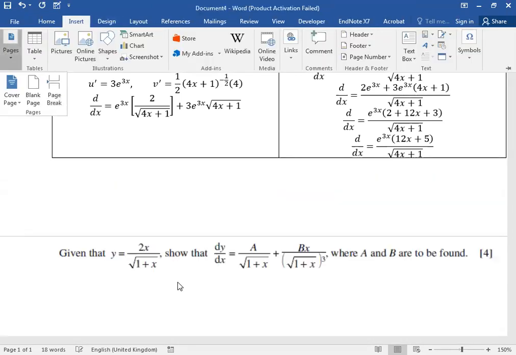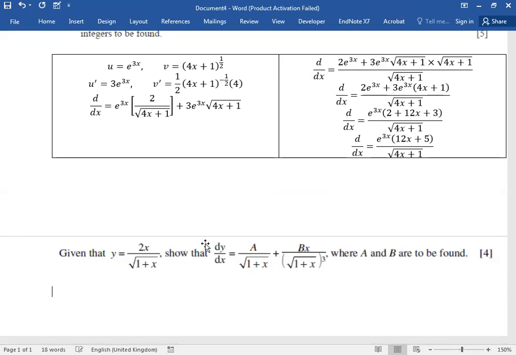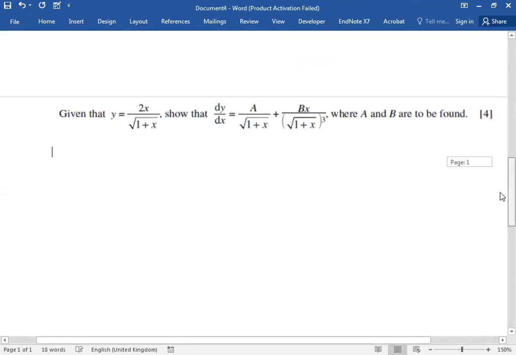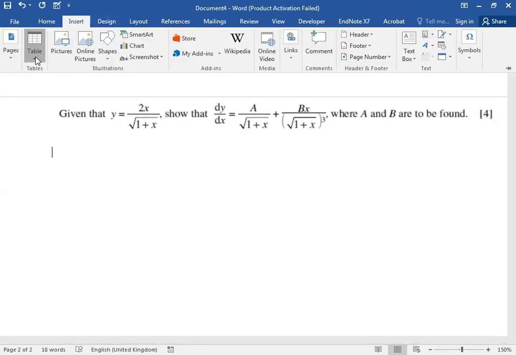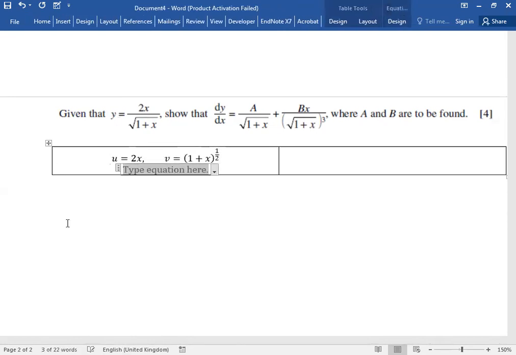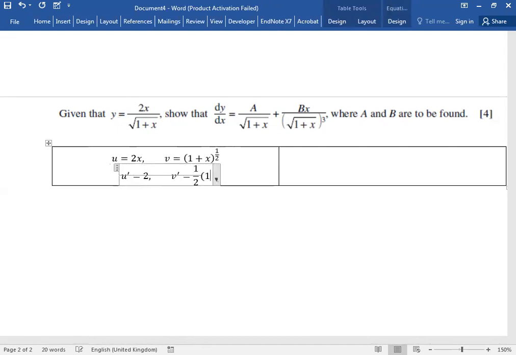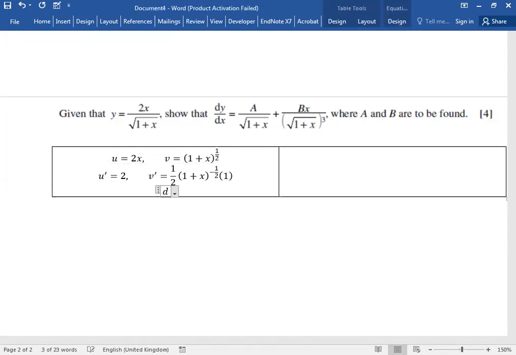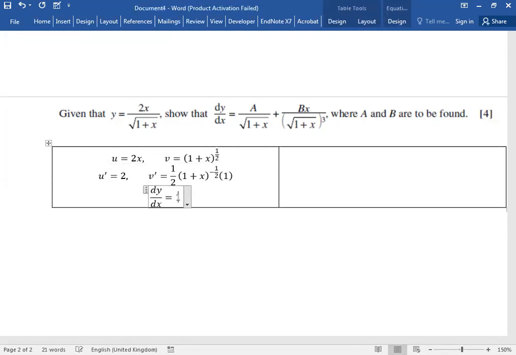Okay, bache. So in this question, let's see. Our u is 2x, our v is square root of 1 plus x, that is (1 plus x) to the power half. The derivative of u is 2 and the derivative of v is 1 over 2, (1 plus x) to the power negative half, or under the derivative is 1. So dy by dx is 1 over, if I write it in this particular form, I don't think it should be a problem, is it?